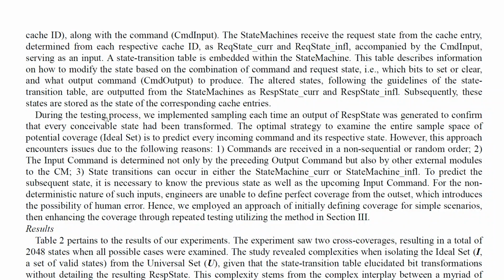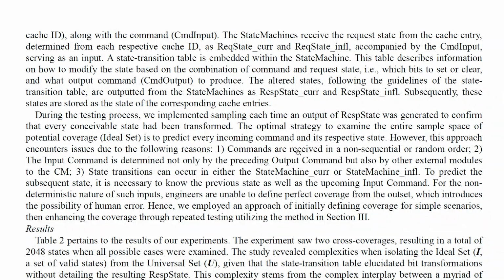During the testing process, we implemented sampling each time an output of alias state was generated, to confirm that every conceivable state had been transformed. The optimal strategy to examine the entire space of potential coverage, the ideal set, is to predict every incoming command and each respective state. However, this approach encounters issues due to the following reasons.